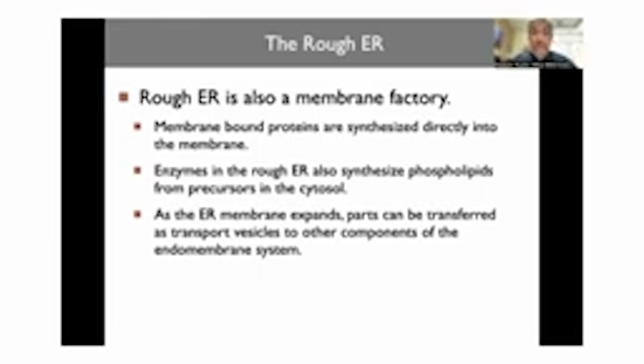Enzymes in the rough endoplasmic reticulum also synthesize phospholipids from precursors in the cytosol. As the endoplasmic membrane expands, parts can be transferred as vesicles to other components of the endomembrane system. And that includes the smooth endoplasmic reticulum, and from the smooth endoplasmic reticulum to the Golgi. We are not spending a lot of time discussing the mechanism of this delivery because you're just trying to scratch the surface and understand that there is a series of steps here.